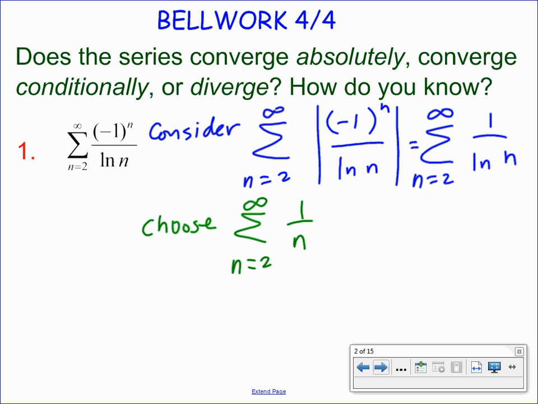If I know the harmonic series diverges, and I can show that my original series is greater than or equal to my known divergent series for all n greater than or equal to some n, I know then this must also diverge by direct comparison. However, we've considered the absolute value, so all this shows is that the absolute value of the series does not converge. So it's not absolutely convergent.